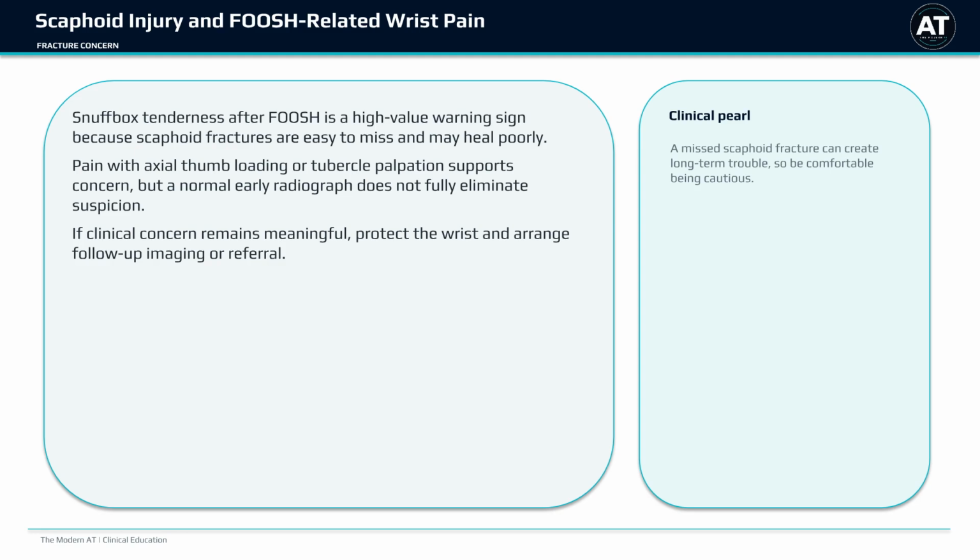Early radiographs may not fully rule out injury. If the mechanism and tenderness are concerning, protect the wrist and refer for follow-up imaging or medical evaluation. Do not dismiss it as a simple sprain because deformity is absent.